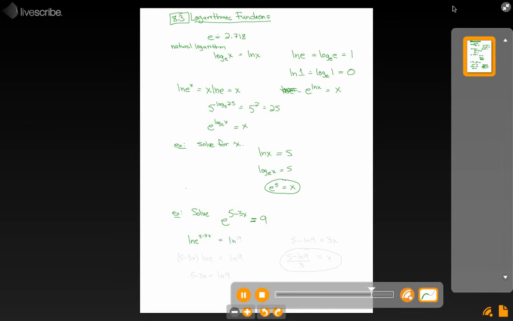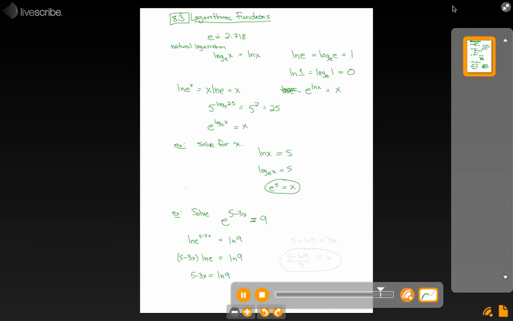If we natural log both sides, we can use the log rules to once again take down that exponent and say, okay, it's 5 minus 3x times ln of e equal to ln of 9. The beauty of ln of e is it just equals 1. We saw that way up above at the top. So what we have here is 5 minus 3x equals ln of 9.